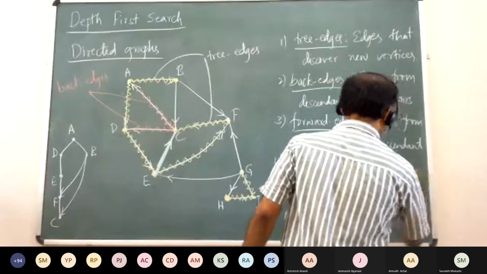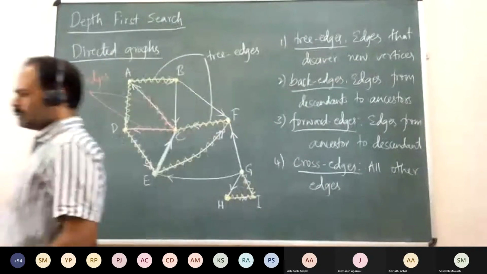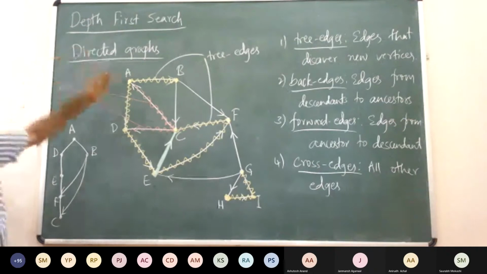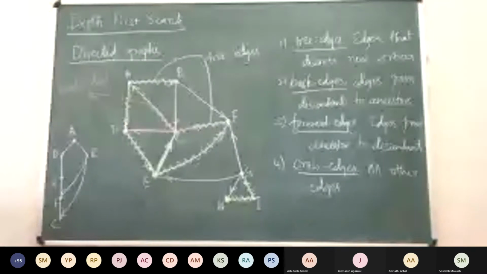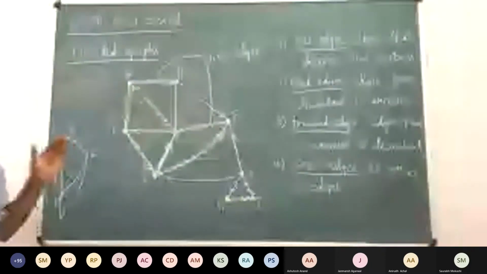All other edges. These are cross edges, right? They are between two vertices which don't belong to any ancestor descendant relationship. Okay. So in directed graphs, when we do a DFS traversal, we do this and we differentiate every edge in the graph as tree edges, back edges, forward edges, and cross edges. Okay. So is this clear?